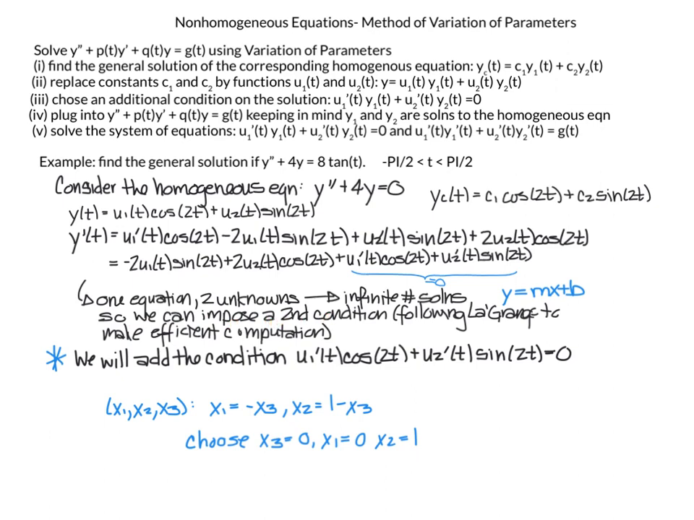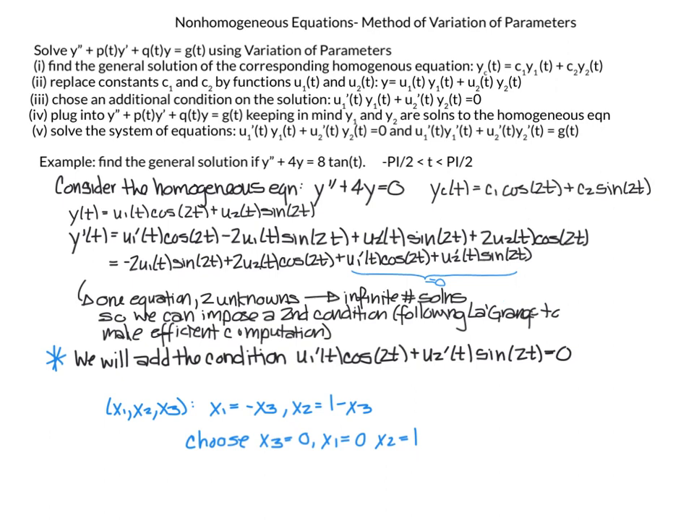So we can impose a second condition. And this is the second condition we impose, that the terms with the primes sum together to be 0. This condition was given to us by Lagrange, and it was chosen to make our life easier down the road.